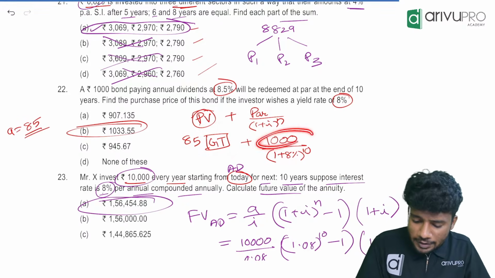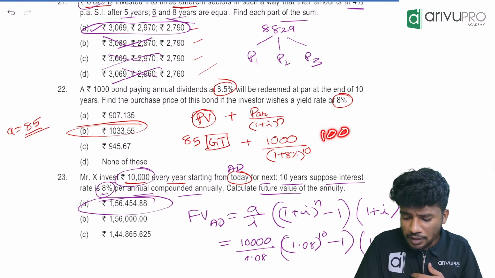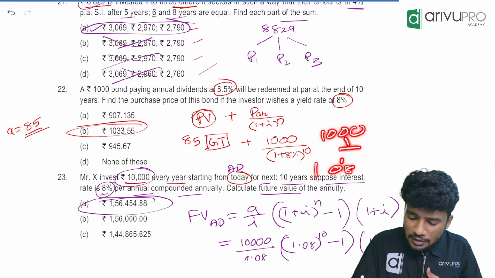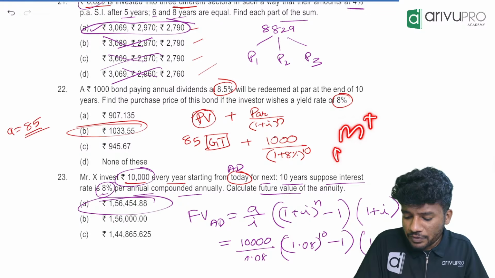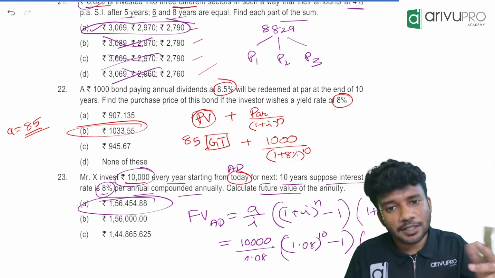Then go for 1000 divided by 1 plus 8%, that is 1.08, the whole power 10. How to do that? 1000 you divide with 1.08, then click equals 10 times. Again you click M plus, then you click MRC, you add everything, and you will get option B. Okay, that's how it is done.